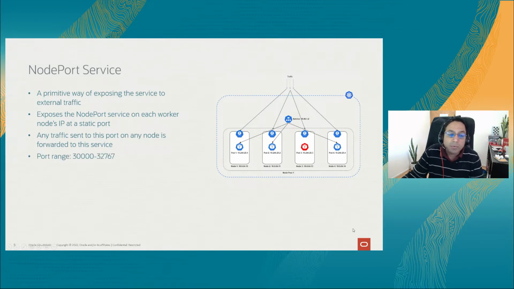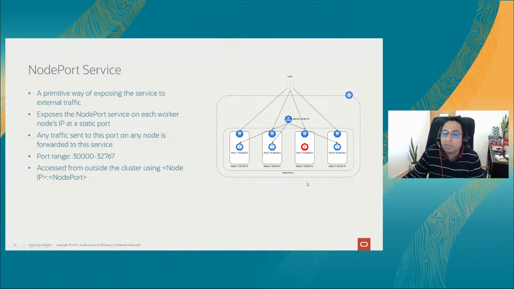The available port range for the node port is between 30,000 and 32,767. That means the maximum number of services available on a cluster is 2,767. As long as you're able to reach any of the node IP addresses and the range of node ports, you're able to reach a node port service.